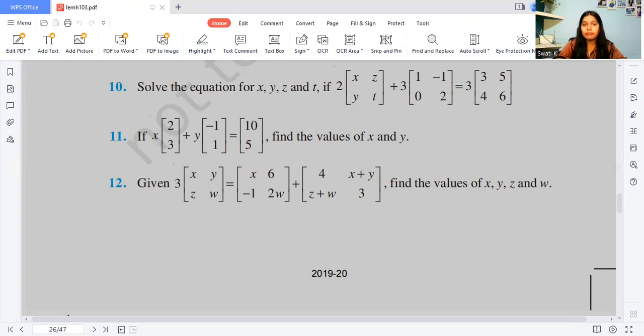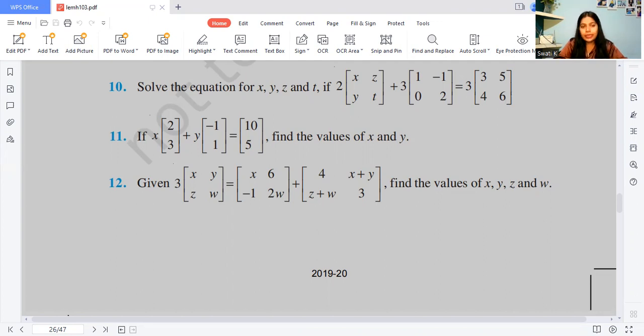And now we know that if the matrices are equal, then their corresponding entries are equal. So therefore, we can write down 3x equals x plus 4. We can write down 3y equals 6 plus x plus y. We can write down 3z equals minus 1 plus z plus w. And we can write down 3w equals 2w plus 3.